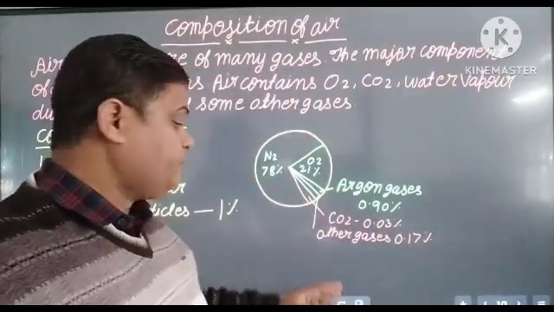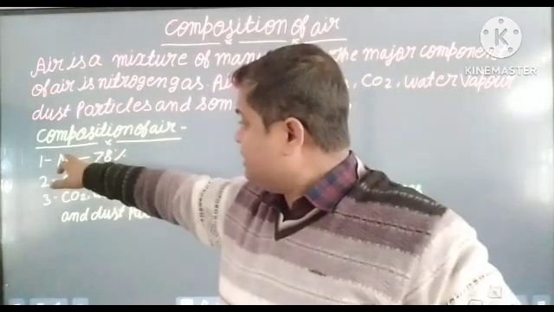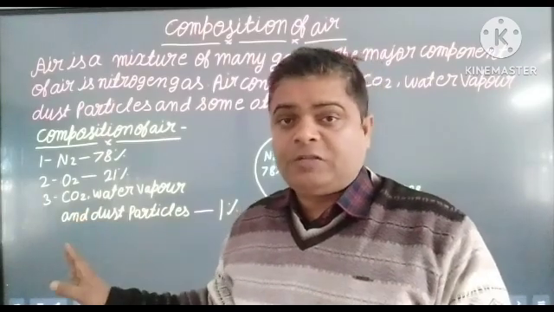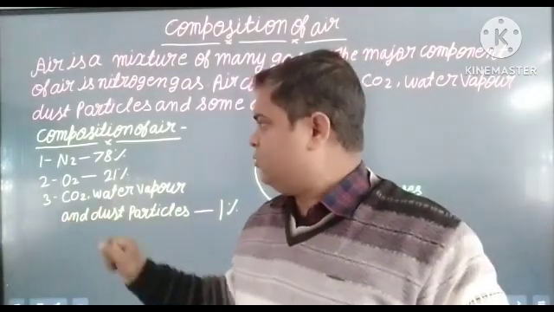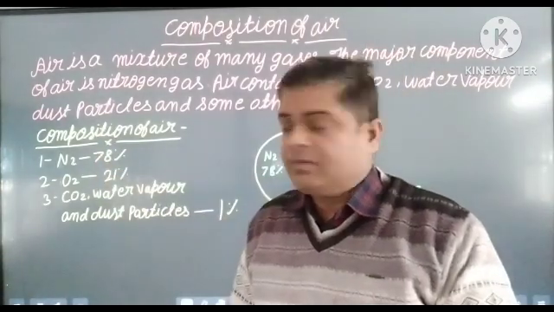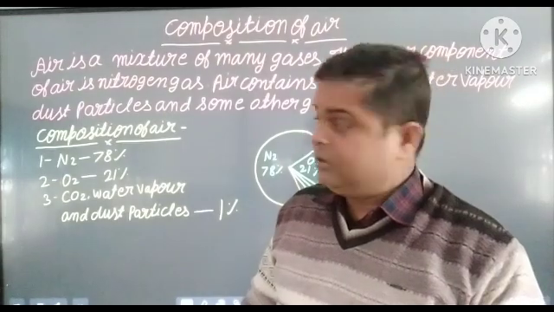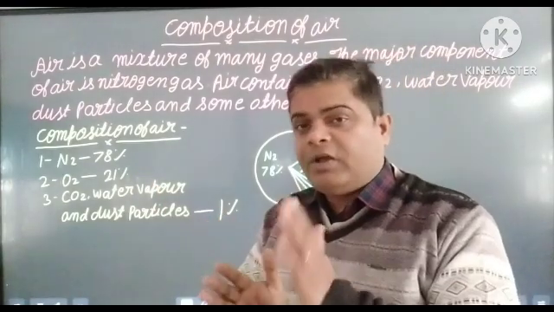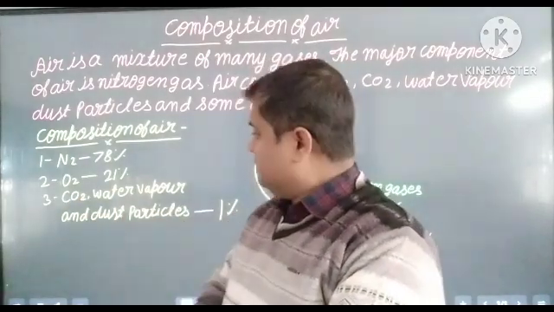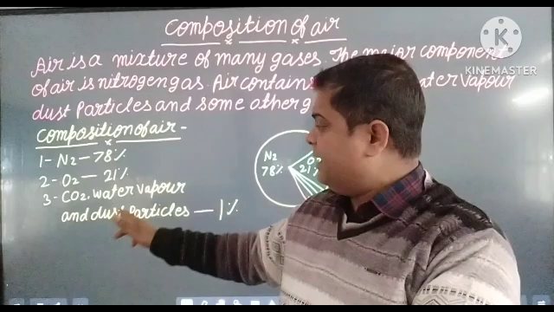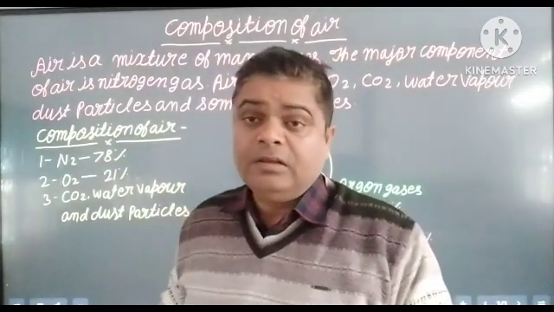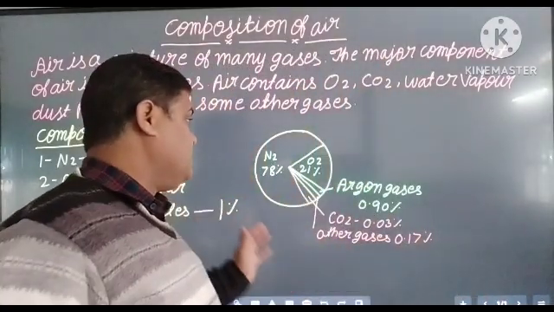See student, nitrogen, total 78% nitrogen in our atmosphere. After that, the next gas is oxygen, 21%. How much remains? 1%. So in the 1%, it contains carbon dioxide, water vapor, and dust particles. Total 1%. Clear?